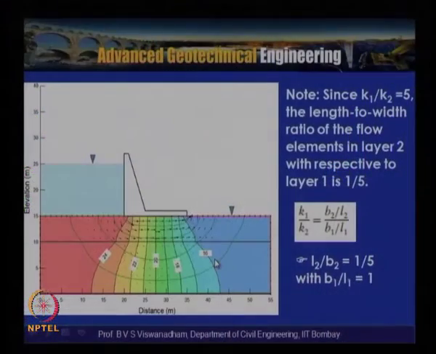So here we have seen how the flow nets can change when you have non-homogeneous soils, and we have discussed it here. This example has given us a clear idea of how we can construct the flow net for soil where K1 by K2 is equal to 5, that is, the upper layer has higher permeability than the bottom layer.